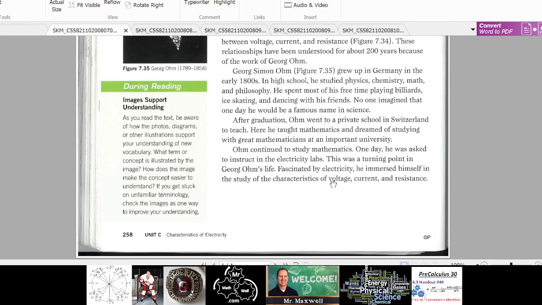Ohm's passion and commitment to his studies led to a deep understanding of how these different electrical concepts were related. Much of what he discovered, you have already learned in this unit. He stated these discoveries in what we today call Ohm's Law. So Ohm's Law established the relationship, as I mentioned, between voltage, that's the V.